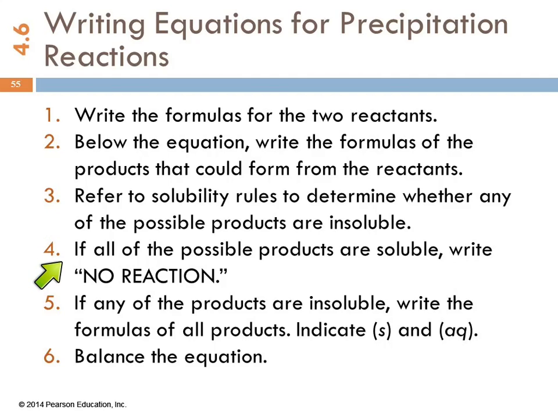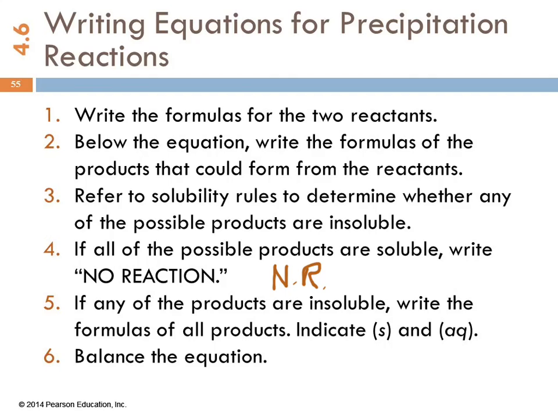If all of the possible products are soluble, then you can write no reaction, or we even allow an abbreviation of that, capital N period, capital R period, no reaction. Everybody likes those because they're fast. There's nothing to balance. Yay, we're done. If any of those products are insoluble, then you have to write the formulas for all the products and balance the equation.